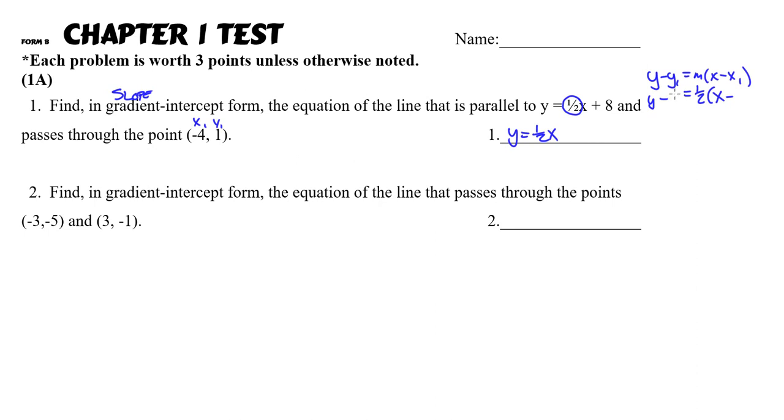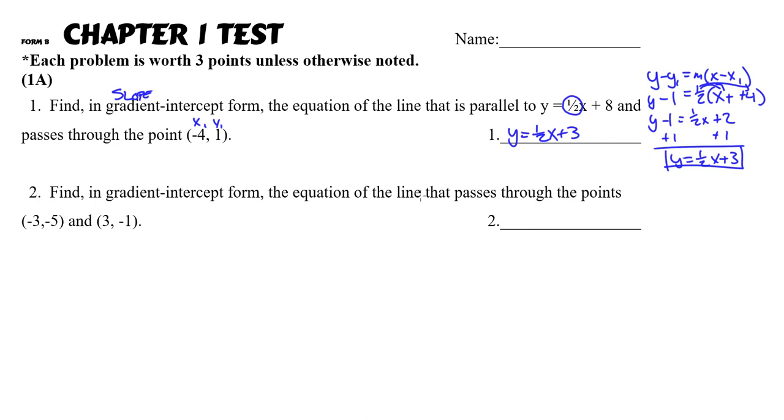So we'll do y minus 1 and x minus -4, right, which turns into +4. So we get y minus 1, and then we distribute this 1/2 to both of these. Half of x is 1/2 x, half of 4 is 2. Add 1 to both sides, and we get y equals 1/2 x plus 3 for our answer here. All right?